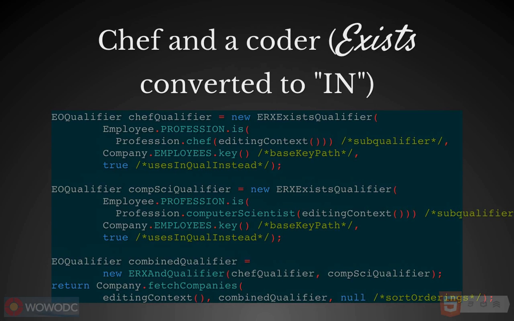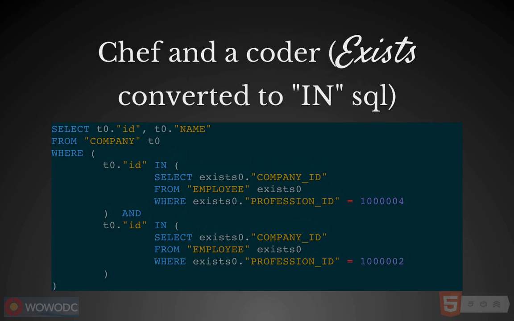What if I wanted to use it as an in? All I have to do is pass a true-false as a third parameter: uses in-qual instead, true or false. Same thing. That's all I have to change. But then what I get in SQL looks a little bit different. And to be honest, this is easier for most of us to grok. We understand this better because we're selecting from company where the company's primary key is in, and then we're selecting the foreign key from employee. That makes more sense to us, I think. It's easier to understand.